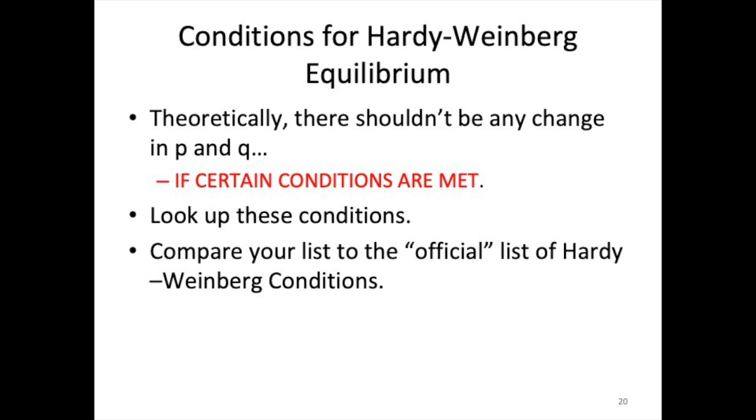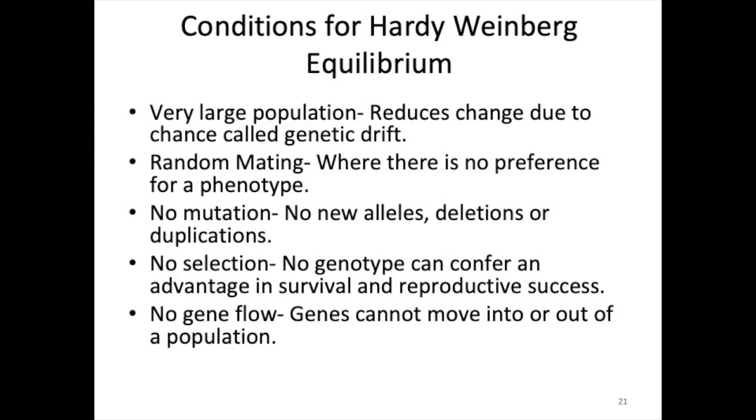Let the students find the list for the Hardy Weinberg conditions and compare it to the one they developed. This list is for you to refer to after the students have developed, confirmed, and compared their own list of why allele frequencies might change.